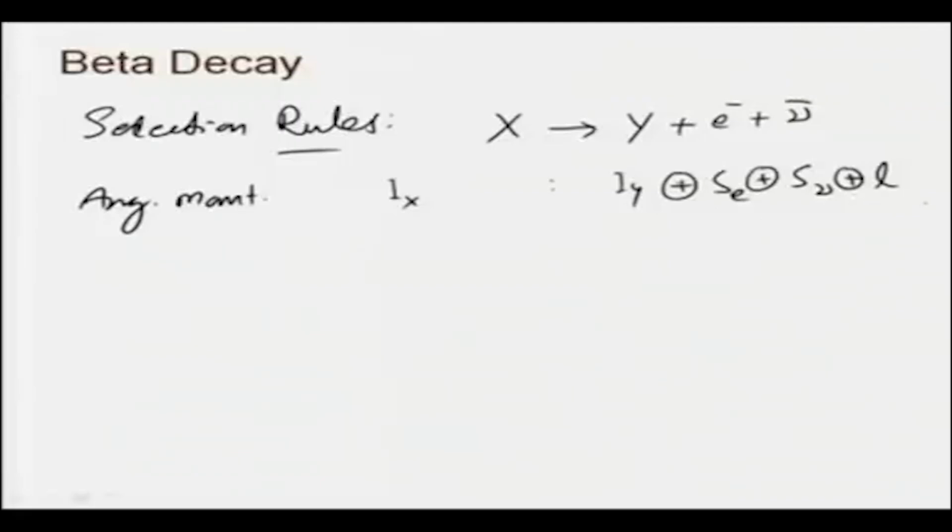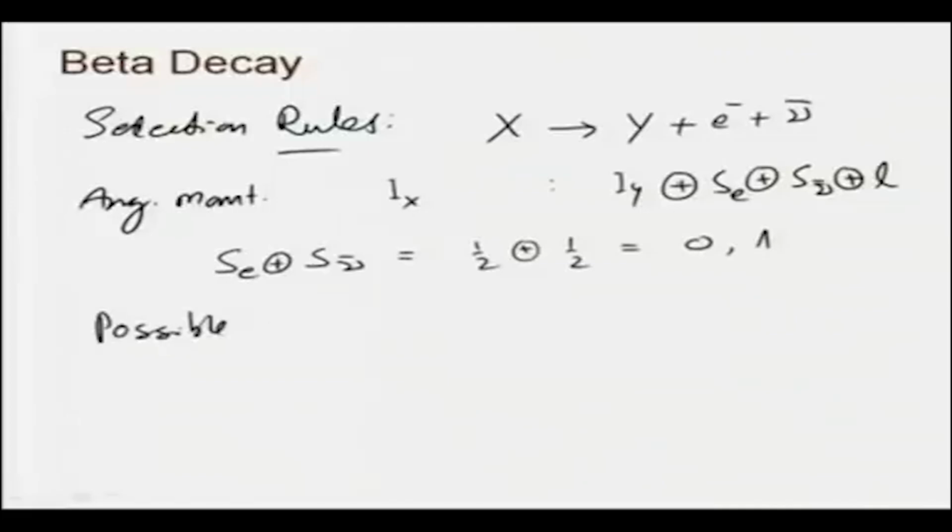So, for the electron and neutrino system, first, let us consider the Se plus S nu. Both of these are spin half particles. So, half plus half is equal to either 0 or 1 as per the angular momentum addition rules. L values, the orbital angular momentum of the e nu system with respect to the Y, say.